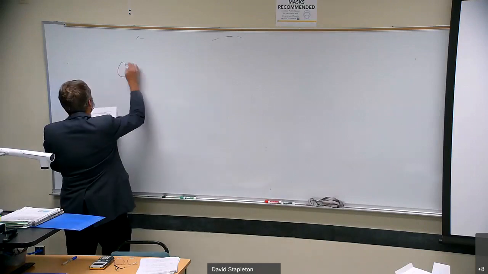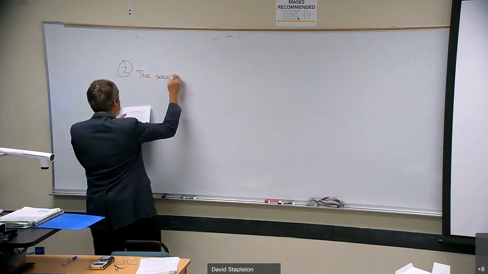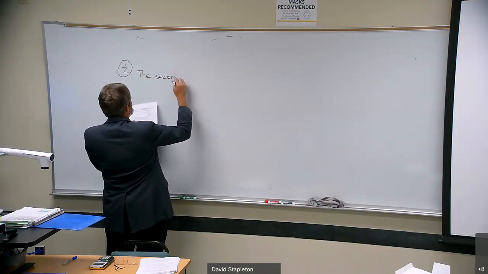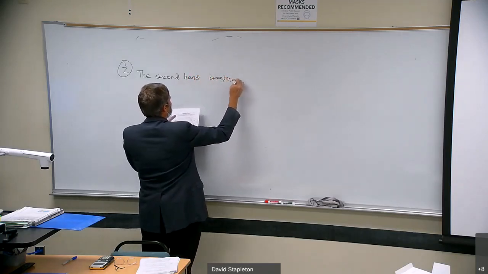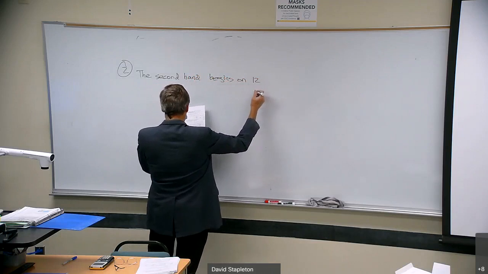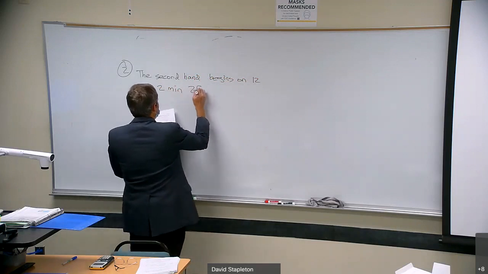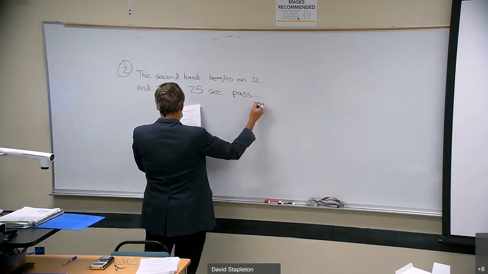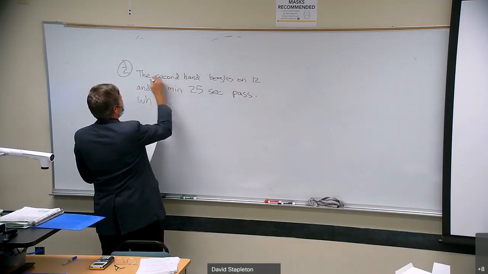But the problem says this. The second hand, this is a red herring here. The second hand begins on 12 and 2 minutes and 25 seconds pass. What angle has the minute hand swept through in degrees? And it doesn't matter where the second hand starts, you can just drop that off.